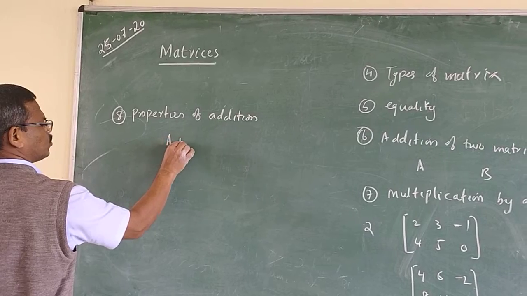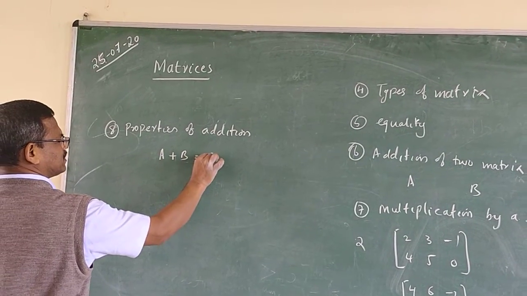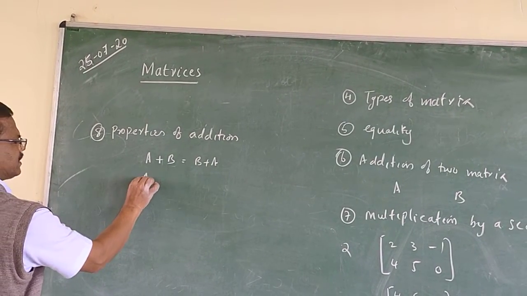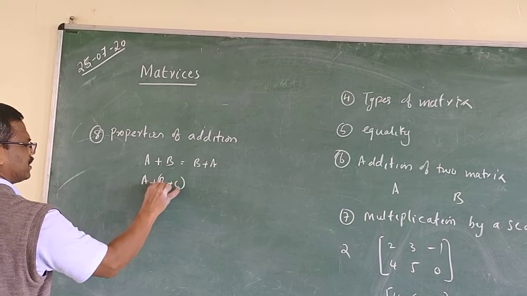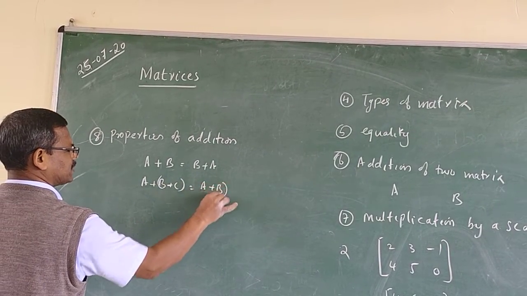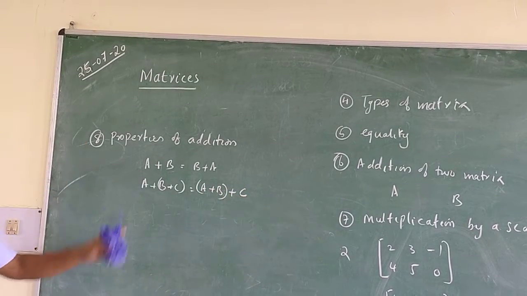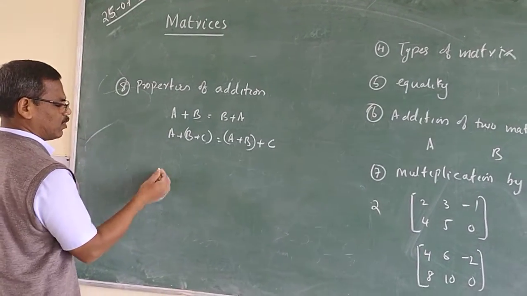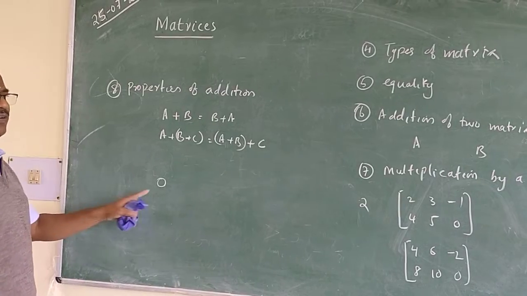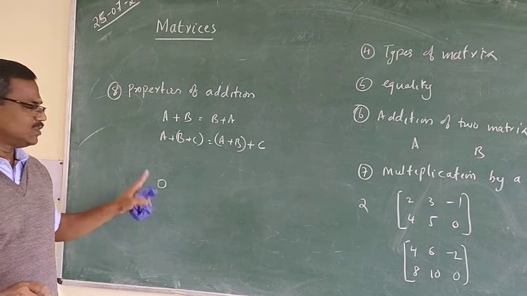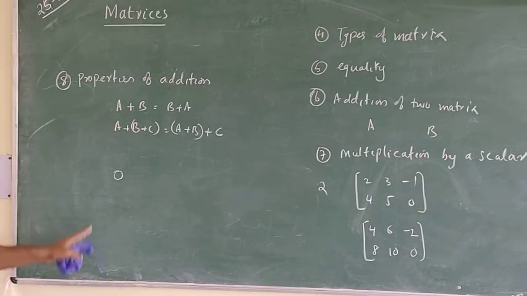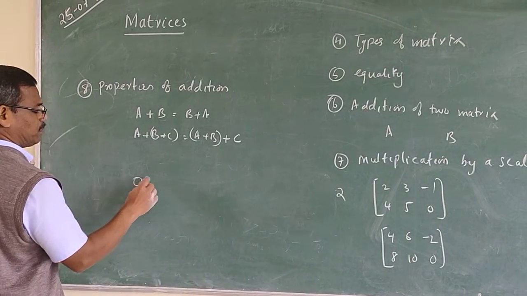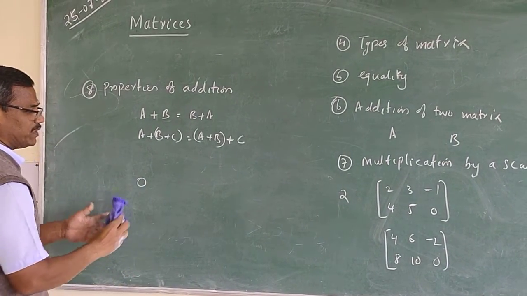That is, if A and B are two matrices of the same order, then A plus B is equal to B plus A. This is called commutativity of addition. In the same way, (A plus B) plus C is equal to A plus (B plus C), which is called the associativity of addition. And for existence of identity, we know that 0 is the additive identity in the normal number case. So here in the matrix case, the 0 matrix is the additive identity of matrices. A 0 matrix means all the elements should be 0.